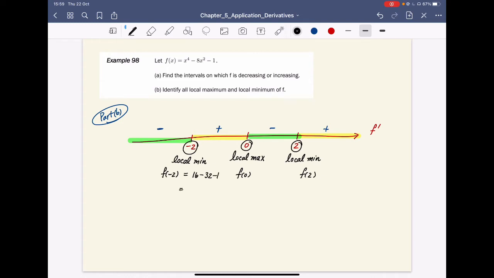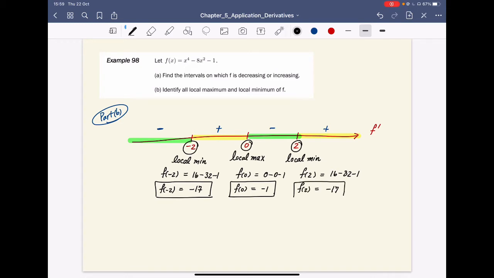So this is going to be -17. And then f(0), this is going to be 0 plus 0 minus 1. So this is -1. And also f(2), this is going to be 16 minus 32 minus 1. So this is negative 17. Well, we have f(-2) equal to -17. f(0) is -1. And f(2) is -17.